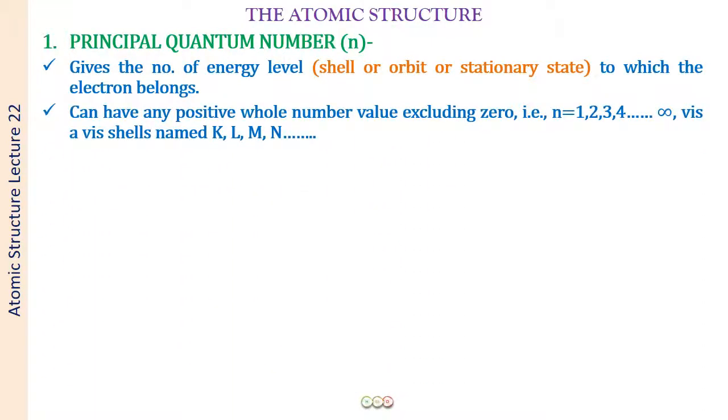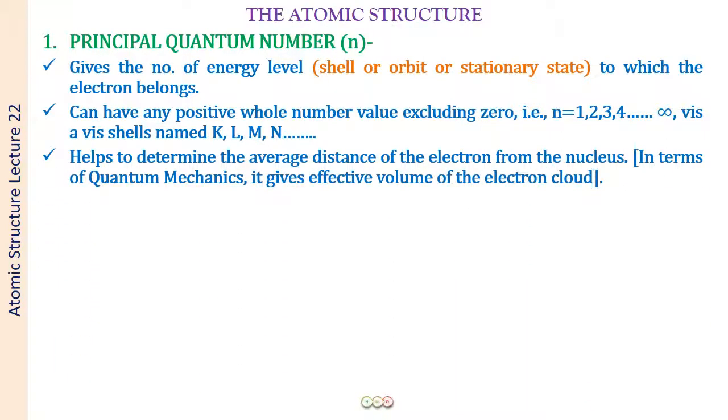So n can have any positive whole number value excluding 0, that is n can be 1, 2, 3, 4 up till infinity, and whatever is the value of n, it is going to give the number of that energy level. For example, when n is 1, the energy level or the shell in which the electron is going to be is the K shell or the first energy level. Then when n is 2, the energy level is the second energy level and this is called the L shell, and this goes on further.